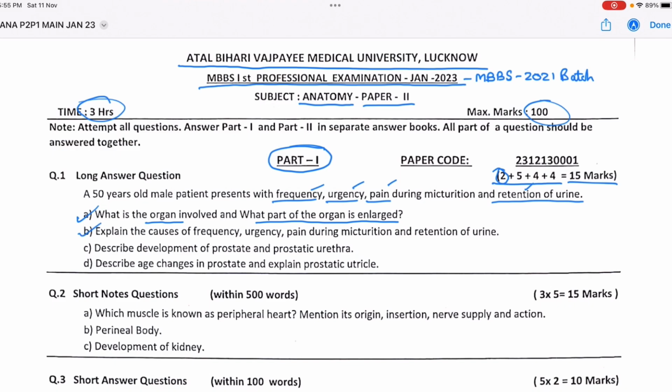Then explain the causes of frequency, urgency, pain during micturition, and retention of urine. So now think about when this inner zone, the periurethral zone, enlarges due to hypertrophy as well as hyperplasia, it grows both centripetally and centrifugally. That means it has an outward growth as well as it grows inside, compressing the prostatic urethra and decreasing the lumen there.